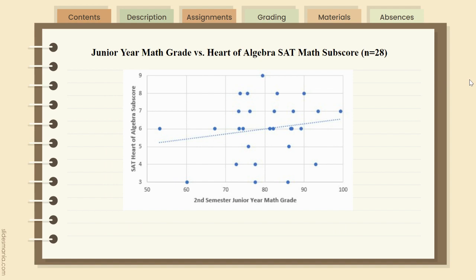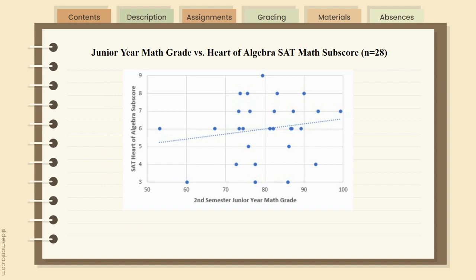When I did run the regression analysis for just the SAT math score and the junior year math grade, the correlation was so weak it wasn't even at an R value of 0.1. So I did run it again with the data that you see on screen and found that there was a correlation of 0.173, which of course is still incredibly weak.